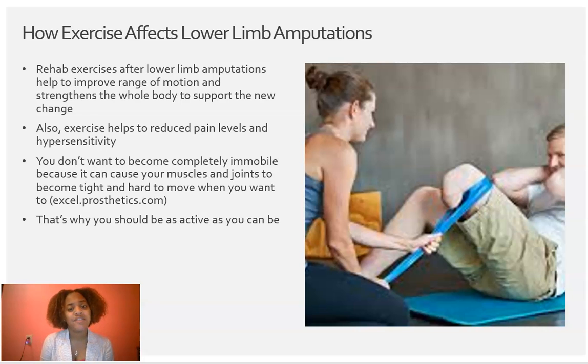How exercise affects lower limb amputations. Rehab exercises after lower limb amputations help to improve range of motion and strengthen the whole body to support the new change. Also, exercise helps to reduce pain levels and hypersensitivity. You don't want to become completely immobile because it can cause your muscles and joints to become tight and hard to move when you're ready or when you want to. That's why you should always be as active as you can be.